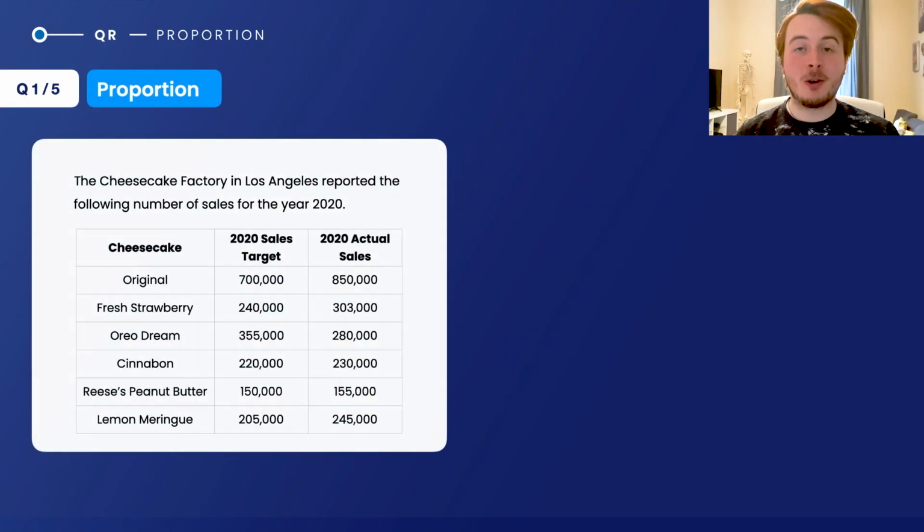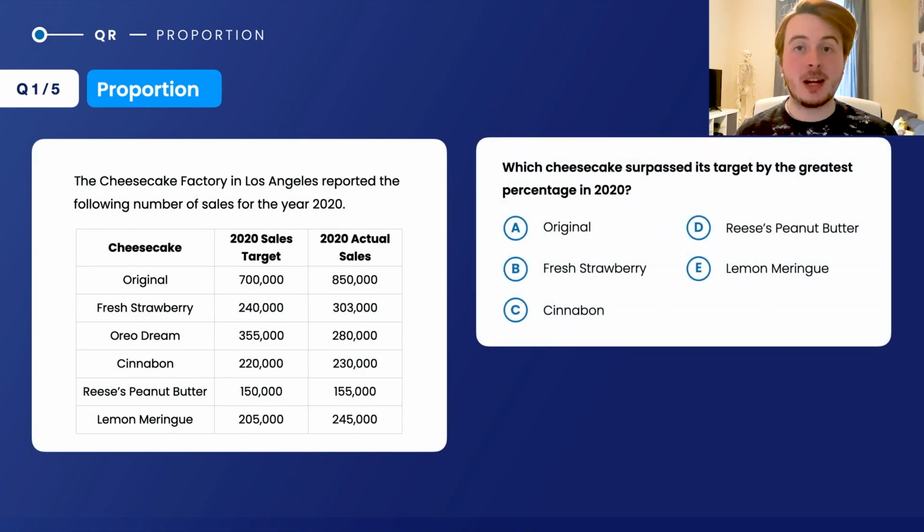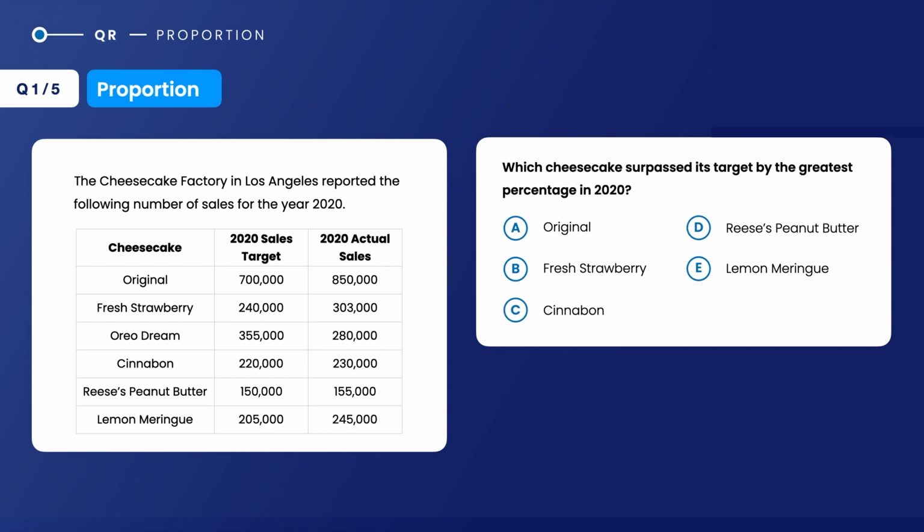So let's put this into the context of an actual UCAT question and try one that's in the style of one you may actually get within QR. So pause the video now, give it a go, and then come back and we'll talk through it together.